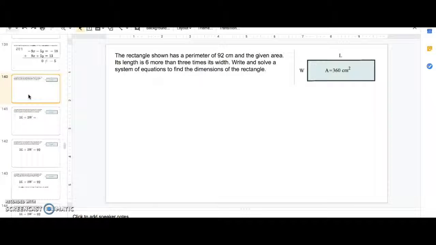So we know the formula for perimeter is going to be 2 times the length plus 2 times the width, because in the rectangle, both lengths are the same and the widths are the same, and you add up all the sides to get that. So we have 2L plus 2W. We're told our perimeter is 92, so that equals 92.